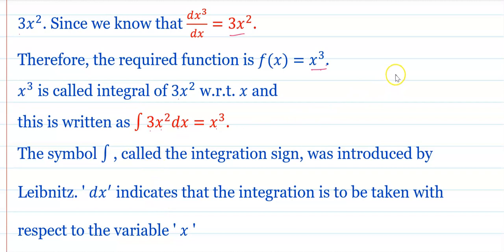What is this symbol? This symbol is called the integration sign, introduced by Leibniz. dx indicates that the integration is to be taken with respect to the variable x. Suppose here is a dx. Okay. Then the variable is x. Suppose here is a dy. The variable is y. Suppose it is a dt. The variable is t. Okay. Therefore, the dx indicates the integration is to be taken with respect to the variable x.